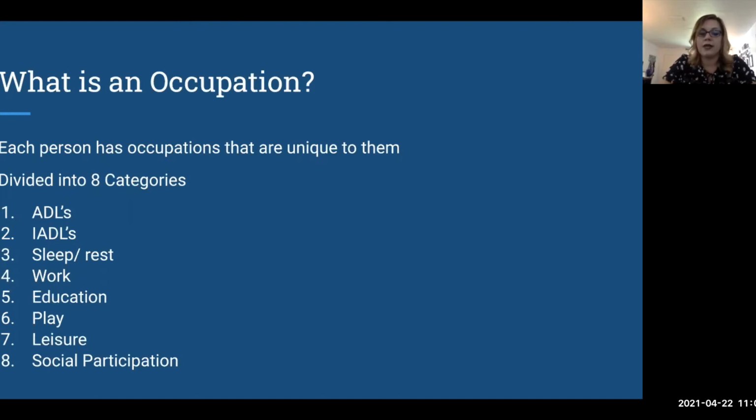The fourth category is work. So this would be employment interests, employment seeking, job performance, and retirement preparedness. Next, we have education. So this would be formal and informal education participation. The sixth category is play. This is something we see more in the pediatric population, and it includes play exploration and play participation. We have leisure, so leisure exploration and participation. And then we have social participation, which is engaging in activities with the community, the family, and with friends.